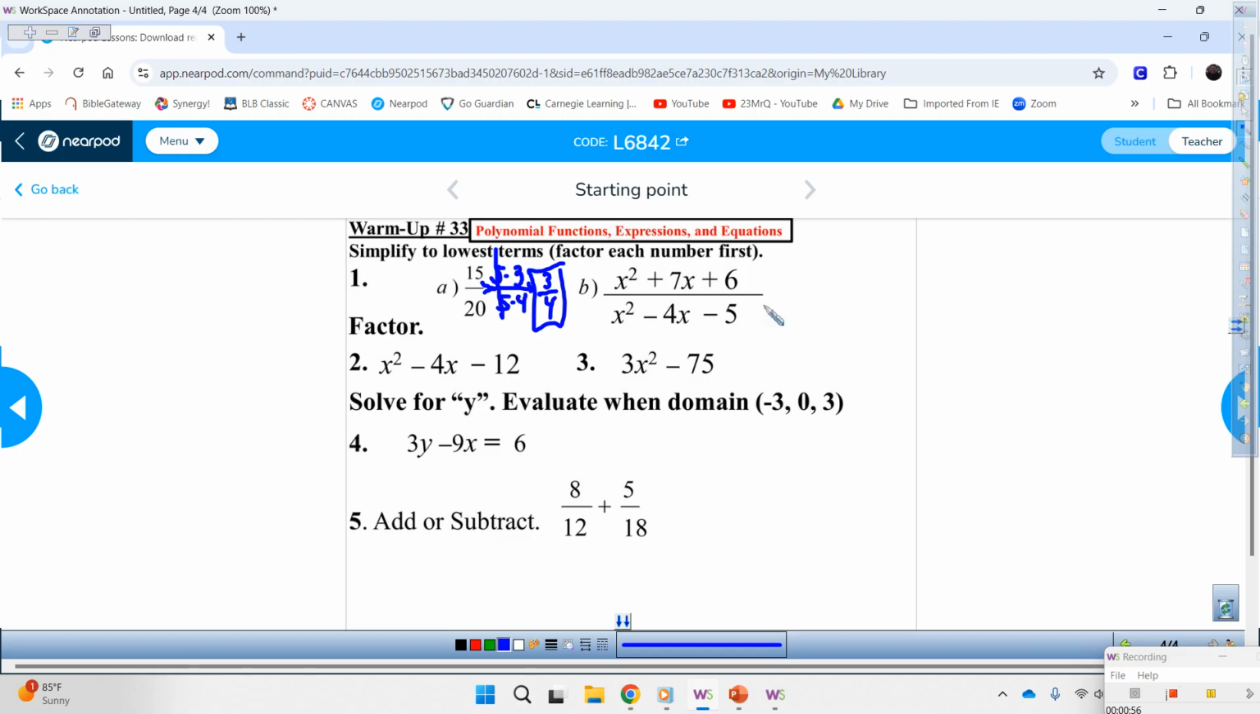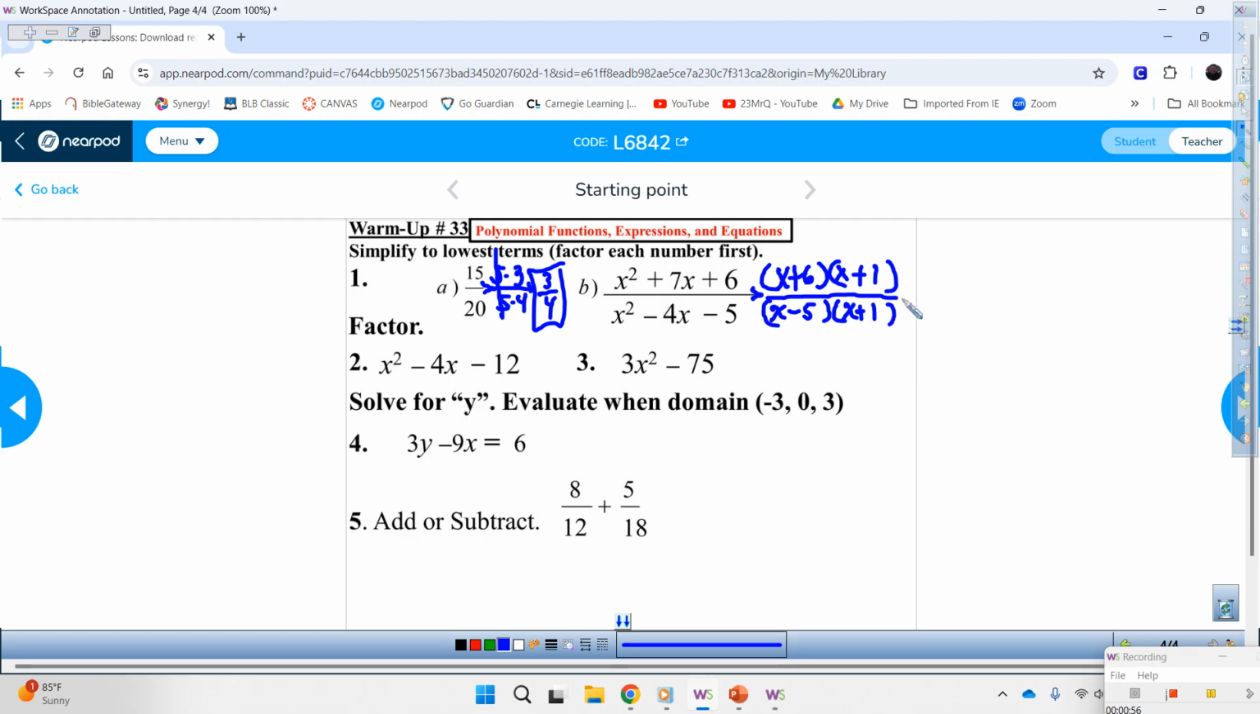Very good. Number 1B. I need factors for the numerator. Ulisa, what'd you get? X plus 6, X plus 1. Hands if you got that so far. All right. Pass it to someone so they can give us the factors of the denominator. Kelly. X minus 5, X plus 1. Hands if you got it right there.